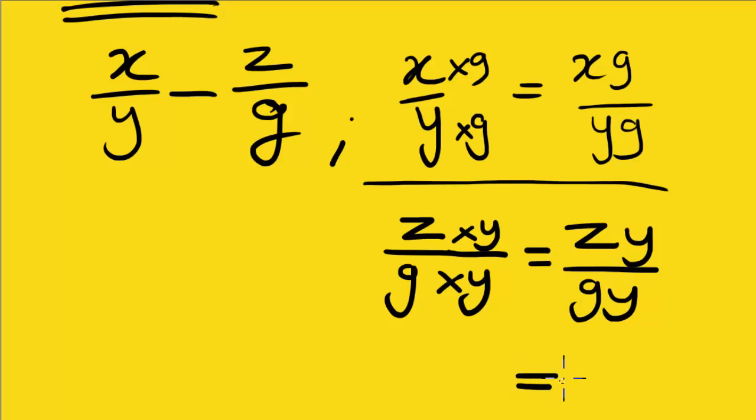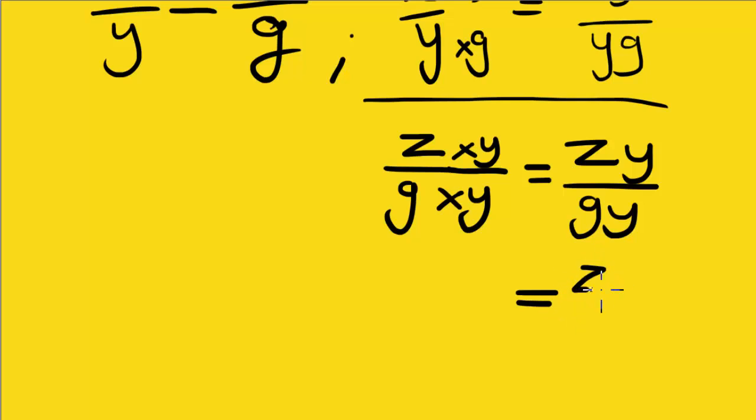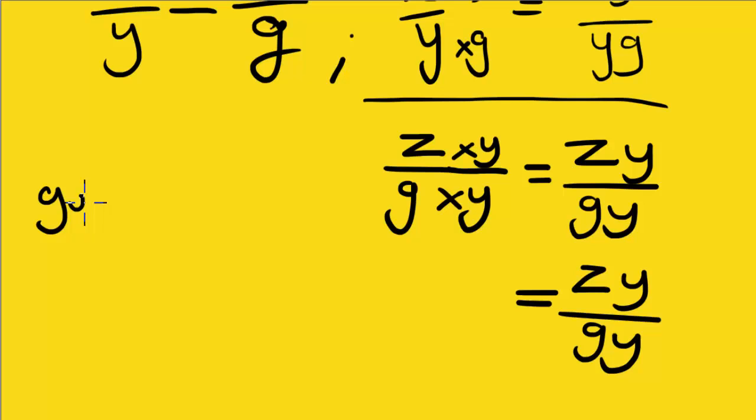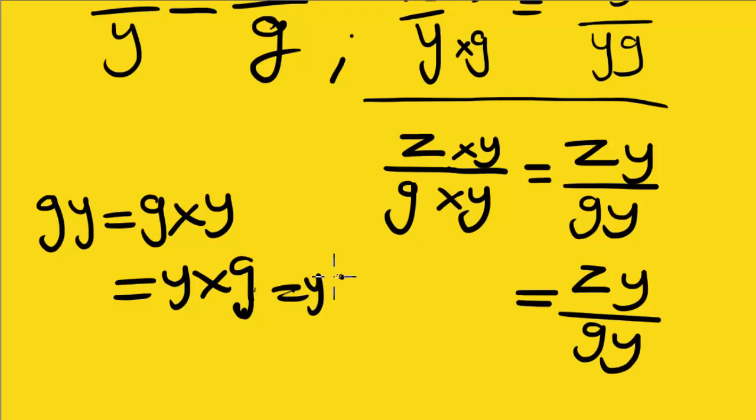By the way, gy is the same thing as yg. Gy is the same thing as saying g times y, which is the same thing as saying y times g, if you've done algebra. 2 times 3 is the same thing as 3 times 2. It's the same thing going on here. So just note that gy is the same thing as yg.